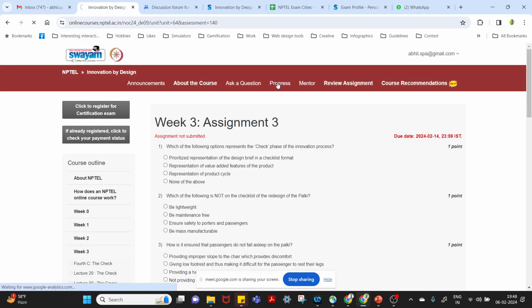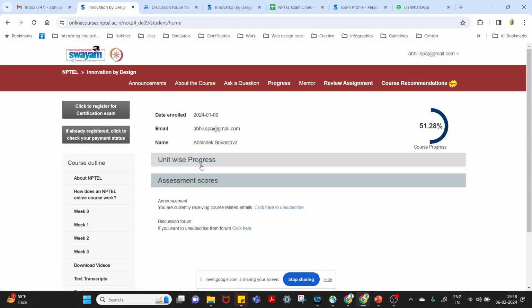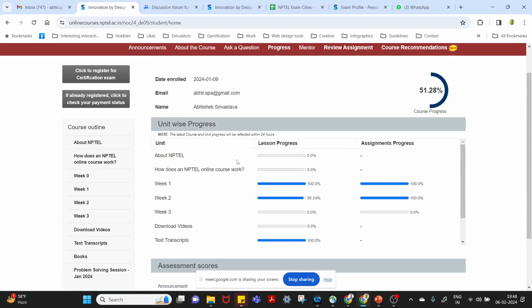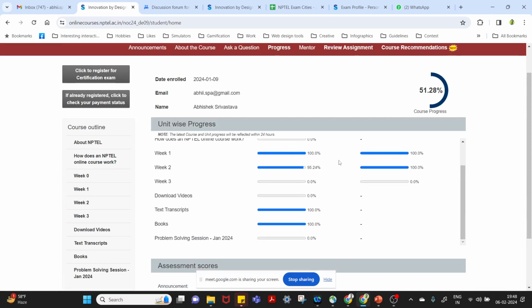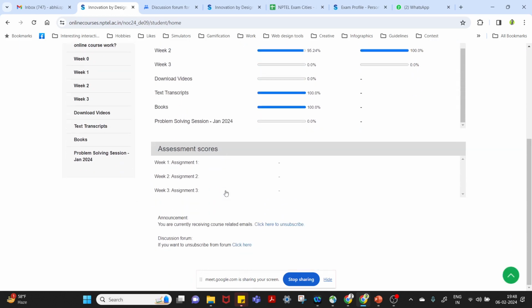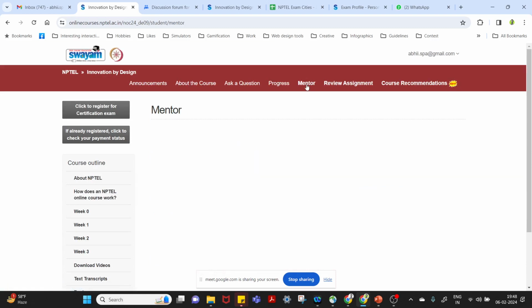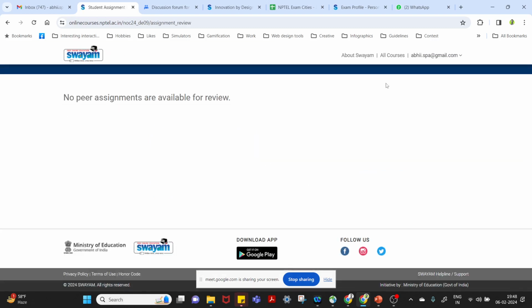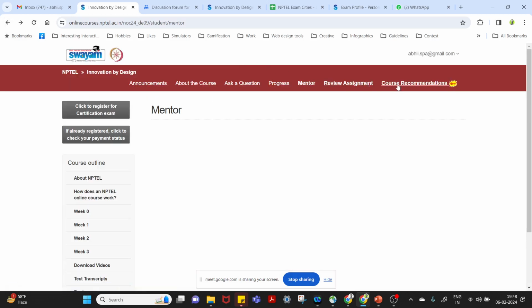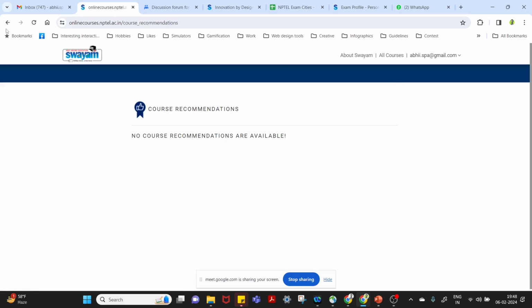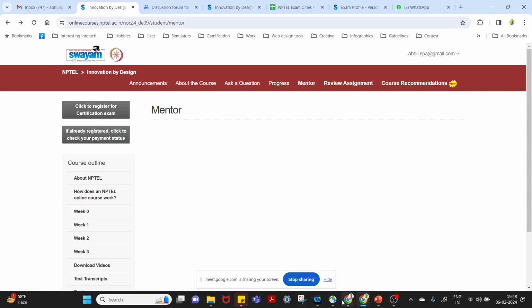Progress, I would like to show. See, this is the unit wise progress. So, whatever content you have seen, you can actually see the lesson progress and the assignments. So, if you submitted the assignments, you'll be able to see that as well. And assessment score will come post 7th Feb. So, after tomorrow, when the deadline is over, your scores will be generated. Right. I think these three tabs are not displaying any of the data as of now.